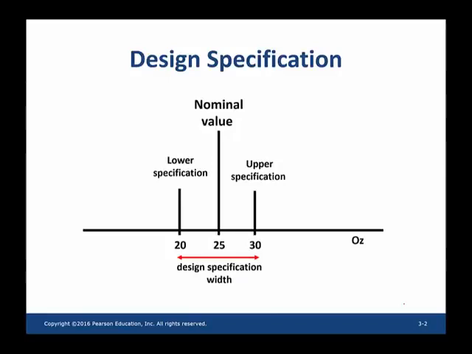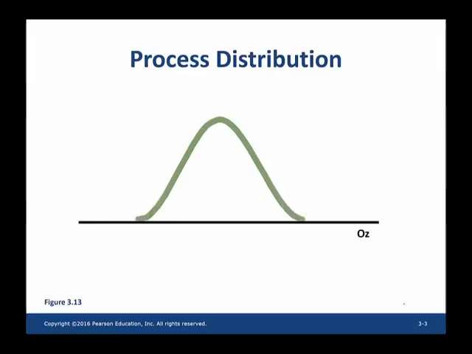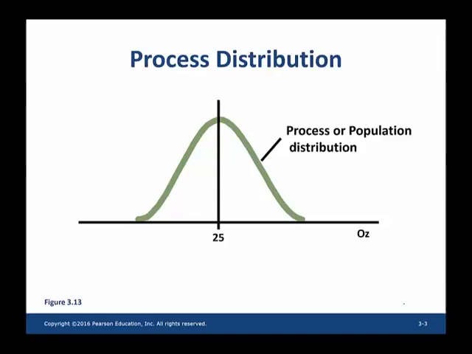So the distance between the lower and upper specification is called the design specification width. Next up, let us take a look at how capable my process is of producing 25-ounce water bottles. I collect data from process outputs, basically lots and lots of water bottles, and I plot the weight of those water bottles, and I come up with the process distribution. Right? It looks something like this. Let us say the mean of this process distribution is 25 ounces.